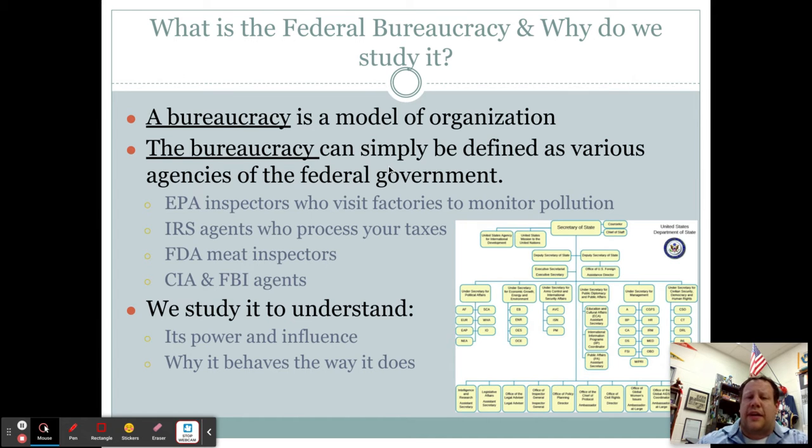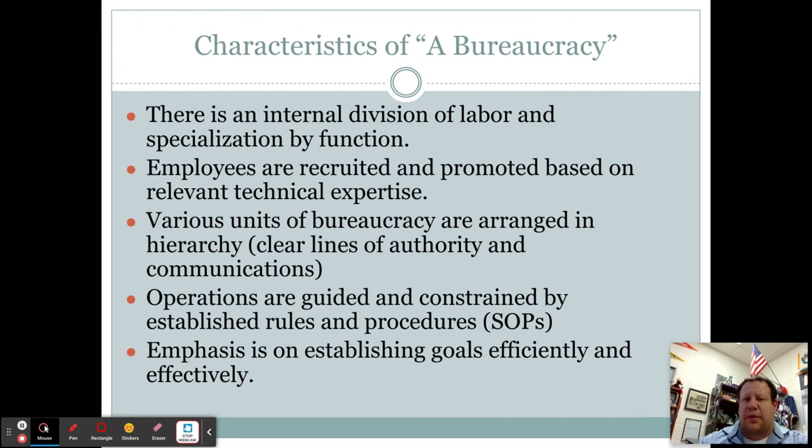And so it can be really defined as all the different agencies of the federal government. So it could be the EPA who checks out pollution, the IRS who do your taxes, the FDA that does meat, the CIA who spies on the Russians, the FBI who looks for murderers, all that kind of stuff, okay? We want to know what kind of power and influence it has, and why it behaves the way it does and why it does the things it does in government, okay?